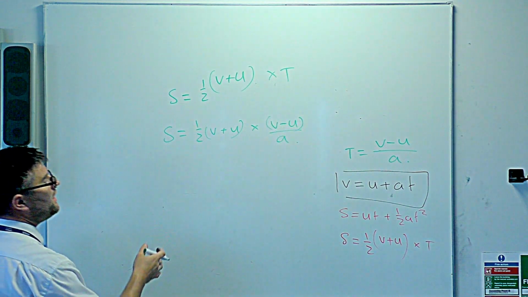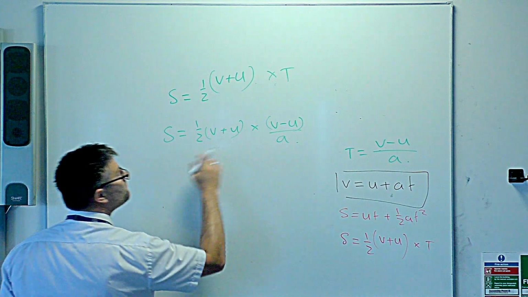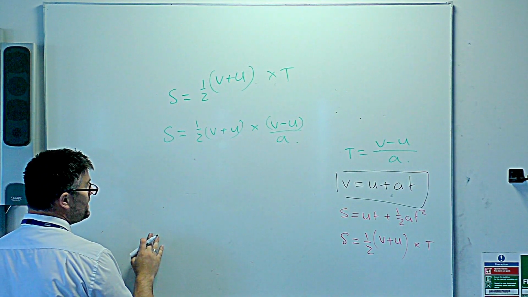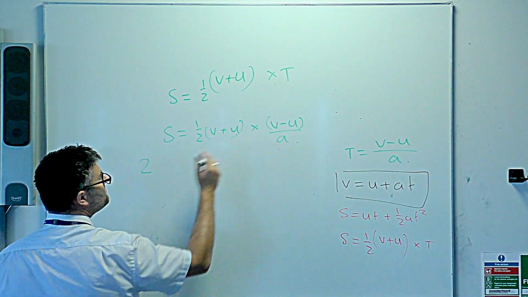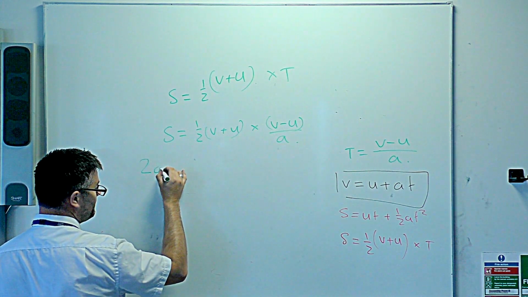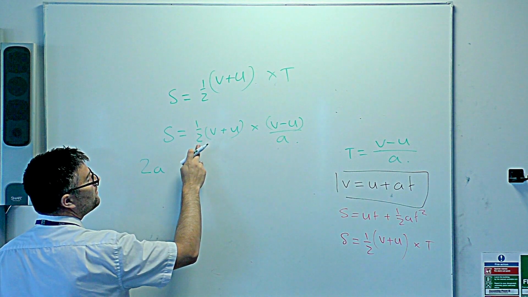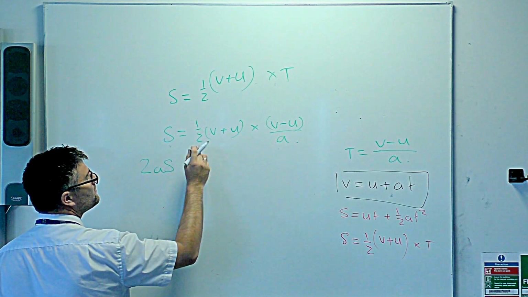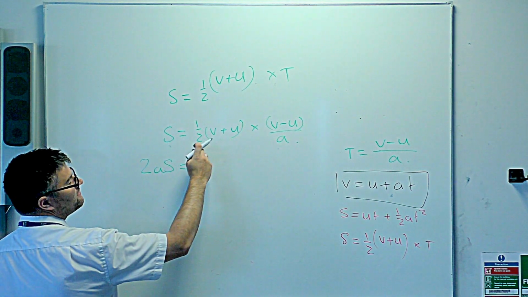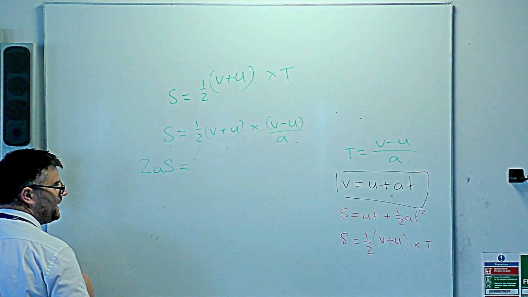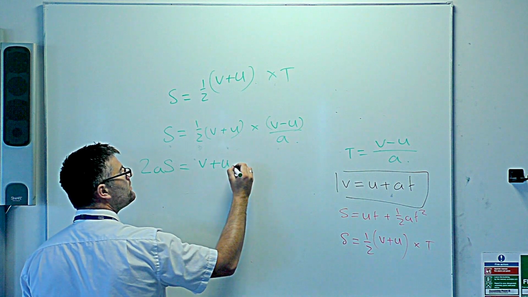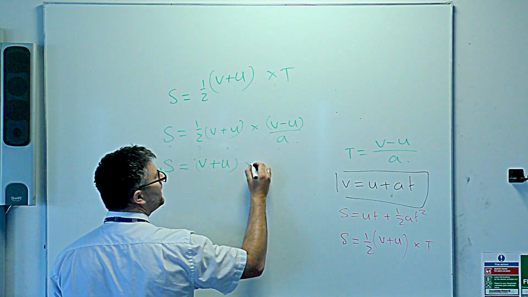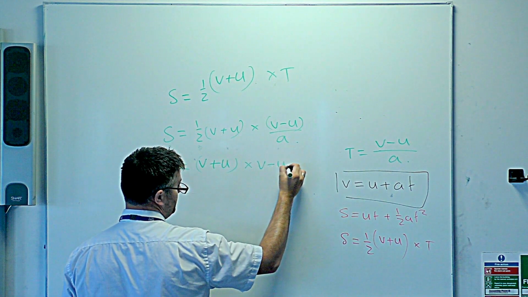So what we can do with that is we can then move some terms out of the way. So we end up with 2 times by a, because we times both sides by a to get rid of the a, and we've got s. We times it by half. Sorry, we times both sides by 2 to get rid of the half. And that's going to be equal to (v plus u) times (v minus u).